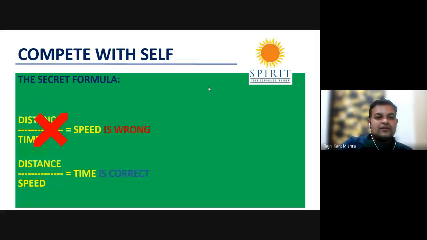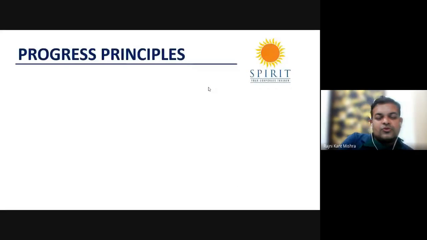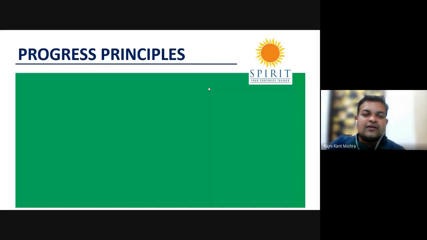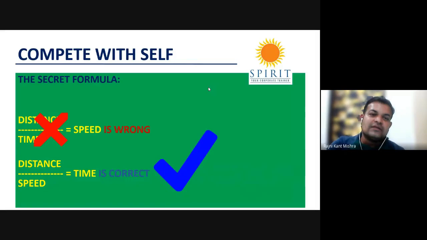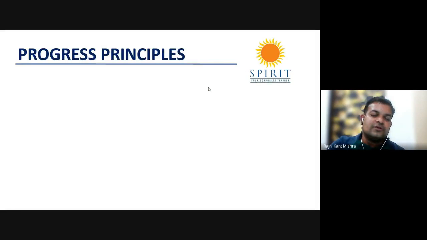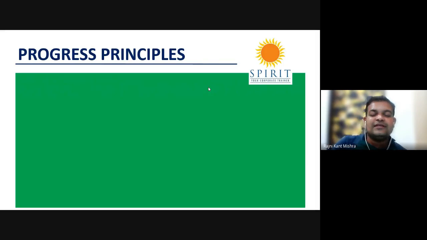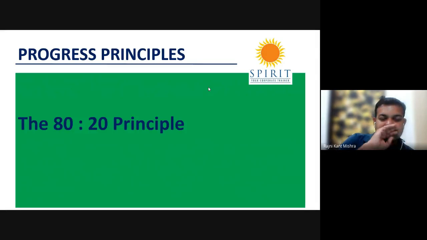And then let's move on to the progress principle. Okay. So this is the earlier formula. This secret formula is also a progress principle. It is also one of the principles that is applied to ensure that you progress. And this is the second progress principle that I will discuss now. And this principle is called the 80-20 principle. The 80-20 principle. What is the 80-20 principle?